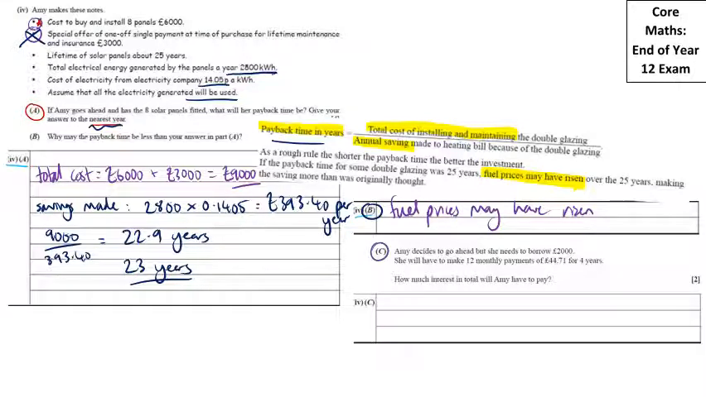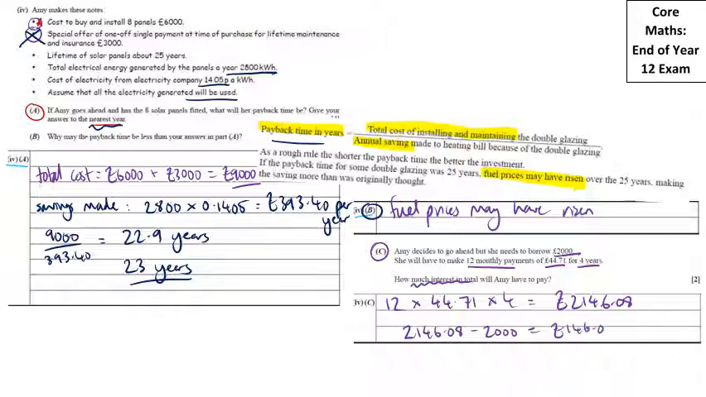The last one was calculating interest. So she needs to borrow £2,000 and she's got to make 12 monthly payments of £44.71 for 4 years. So we need to work out what her total payments will be over those 4 years. And lots of you stopped at this point and lost the mark, but we're after how much interest. So from that, we've got to take away the amount she borrows, and that leaves the amount of interest.